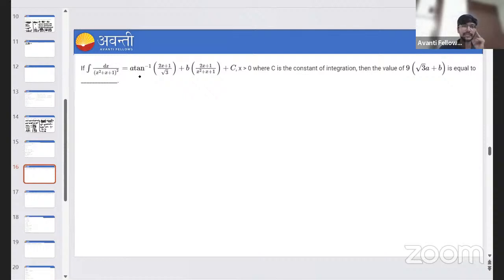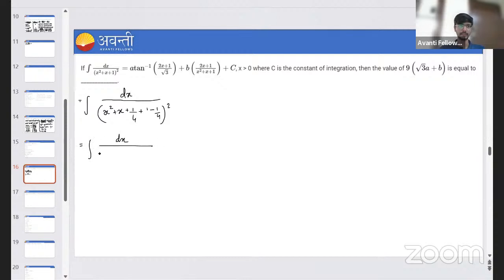This question is given. Integration is this same. We have to find 9 times root 3a plus b. So here again we can use completing square method. So what will I get? I'll get integration of dx over, by completing the square, I can write x square plus x plus 1 by 4 plus 1 minus 1 by 4, the whole square. So that means I'll get integration dx over x plus 1 by 2 the whole square plus root 3 by 2 the whole square.